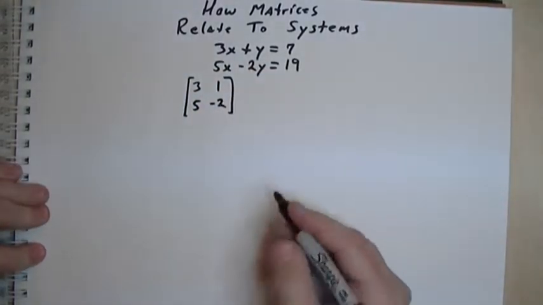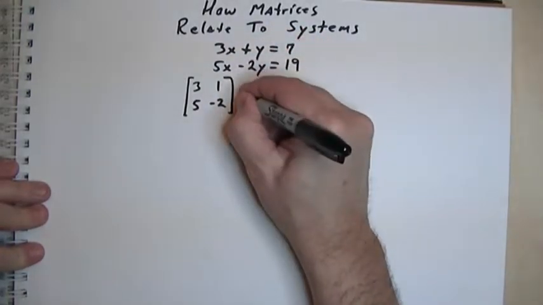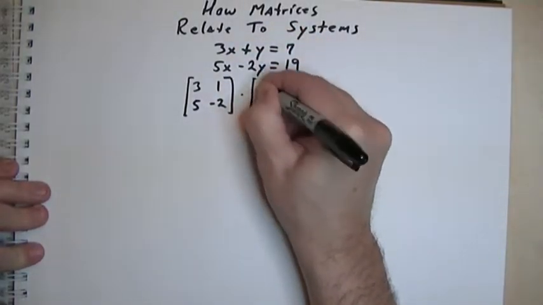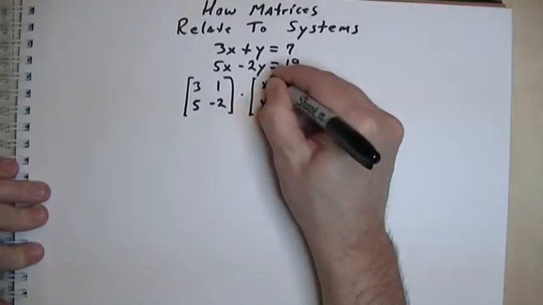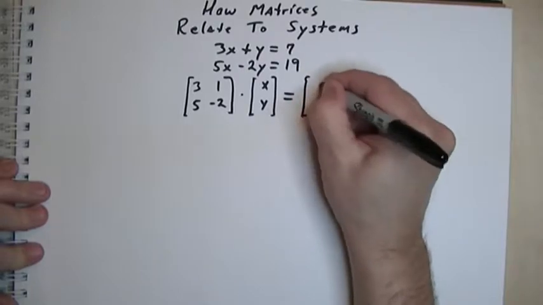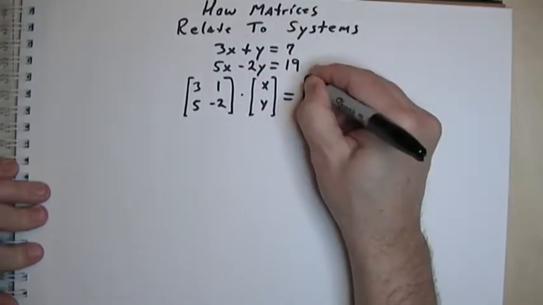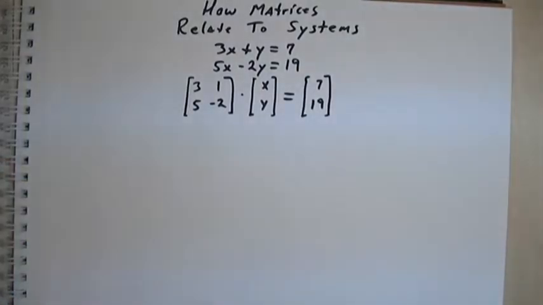Then we're going to create the variable matrix, and it's just going to look like this. We've got an x and a y. Finally, we're going to say that equals the resultants, or some people call it the answer matrix. What is the answer to the question we're asking? What is 3x plus y?